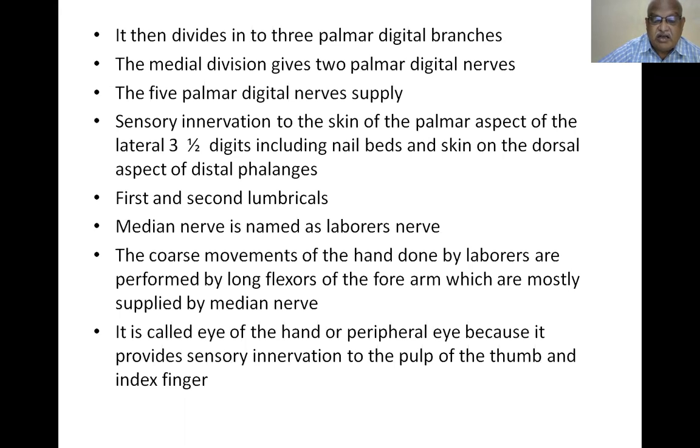The median nerve is called the eye of the hand or peripheral eye because it provides sensory innervation to the pulp of the thumb and index finger. Peripheral eye or eye of the hand is the median nerve. Peripheral heart or calf pump is a muscle in the lower limb. You recollect your memory: I already told you about it when I taught varicose veins, the peripheral heart or peripheral pump, the calf pump.